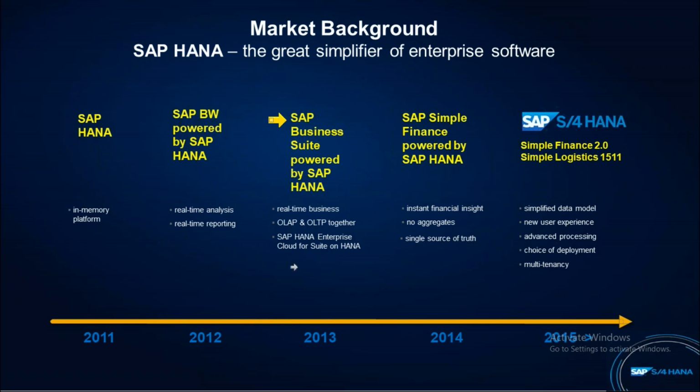And then followed by the Business Suite on HANA. This is the ECC powered by HANA with CRM, SRM, PLM, supply chain management powered by HANA. This was released in 2013, and this was the milestone whereby the critical live systems like ERP was able to be mounted on HANA, and customers started to have the benefits for faster reporting, analytics, as well as the faster transaction.